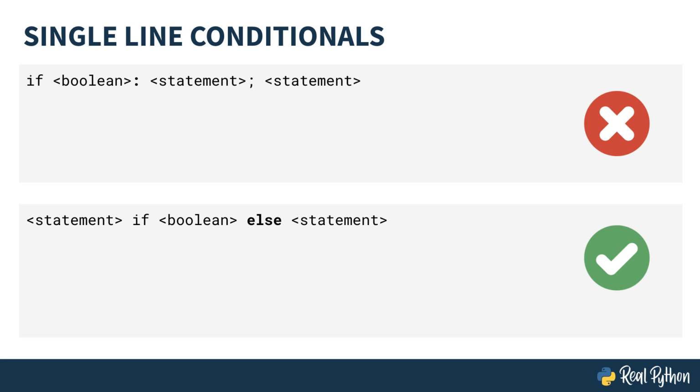Another kind of single-line conditional, which is encouraged, is that where you squeeze or sandwich the conditional structure between two statements. So you have a first statement, then you have an if, Boolean, else, and then a second statement. And this reads pretty much the way you would read it in English. So the first statement will be run if the Boolean is truthy, otherwise the other statement will be run.